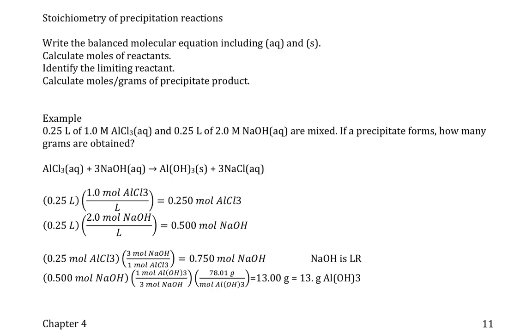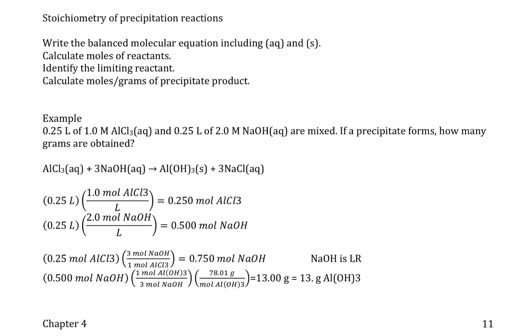To do these, you run through these general rules in this order. You write the balanced molecular equation, including aqueous and solid and everything, and balance it. Then calculate the moles of the reactants you have. Usually you're given amounts of the two reactants, so you have to identify the limiting reactant. Then you calculate the moles or grams of the product from that limiting reactant. We will do an example of this sort in this problem.